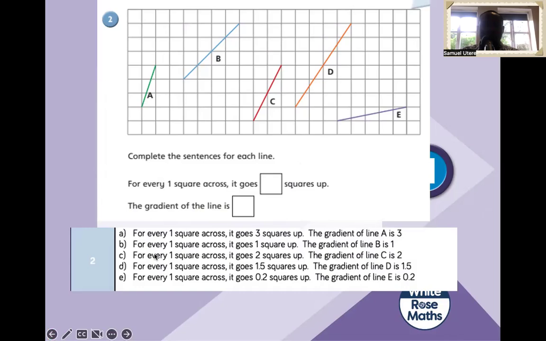For C, for every 1 square across, it goes 2 squares up. So the gradient is 2. For D, for every 1 square across, it goes 1.5. So the gradient is 1.5 or 3/2. Next, for every 1 square across, it goes 0.2 squares up. Now, you may be thinking how we got D and E. To avoid any confusion, let's do a bit of writing here.